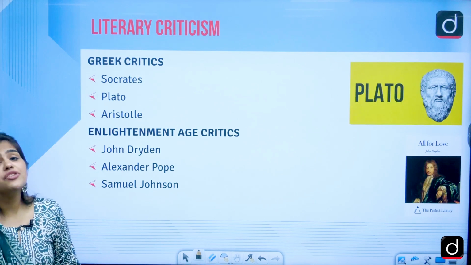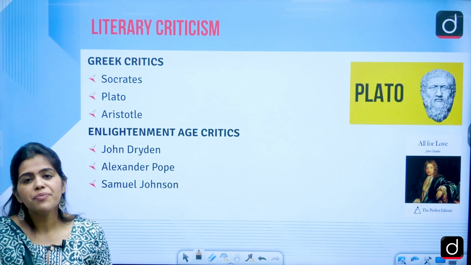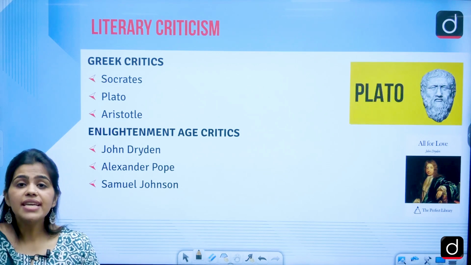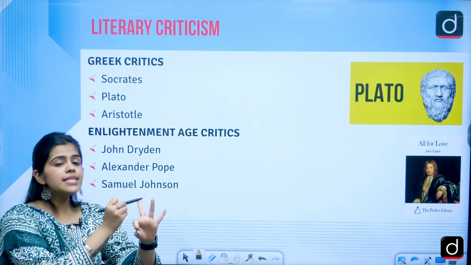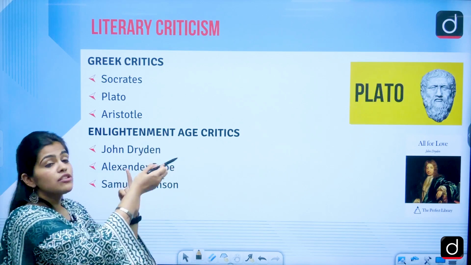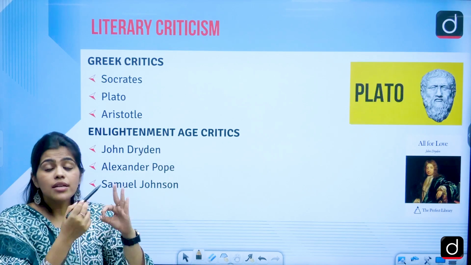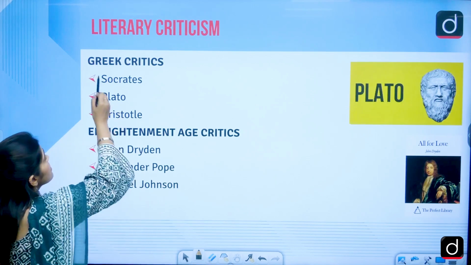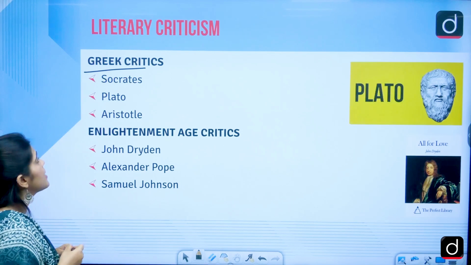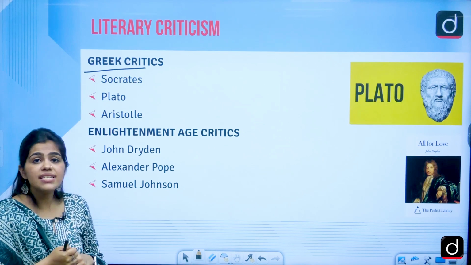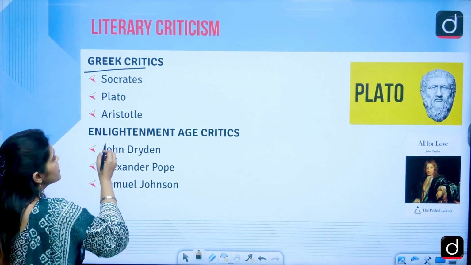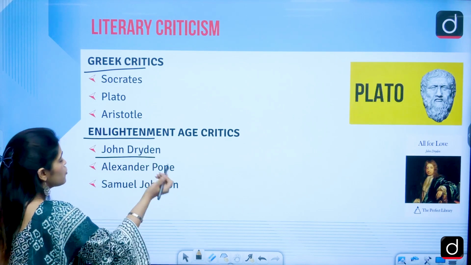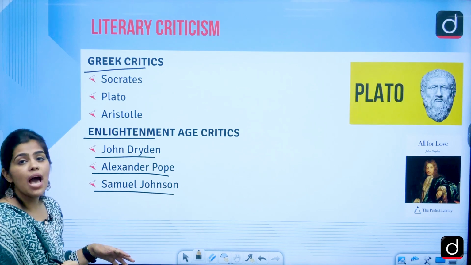Then comes literary criticism and literary theory. One part we have to pay the most focus on. These are the units, these three units: criticism, and then theory, and then cultural studies. The topics I will be dealing with are very, very important. Starting with the Greek critics, we'll study Socrates, Plato and Aristotle. Then we'll deal with the Enlightenment critics. From the Enlightenment period, we'll study John Dryden, Pope and Samuel Johnson.